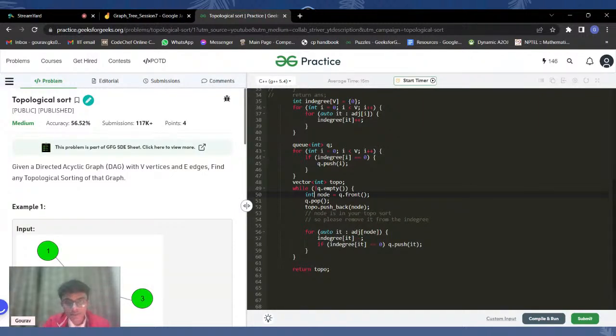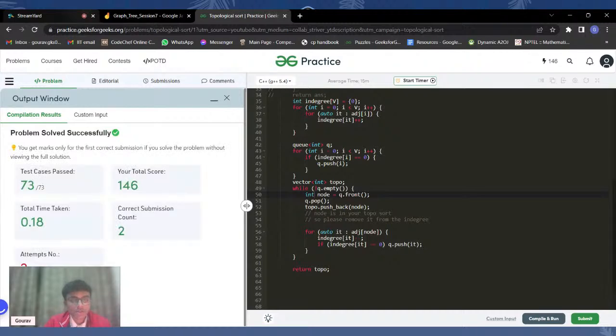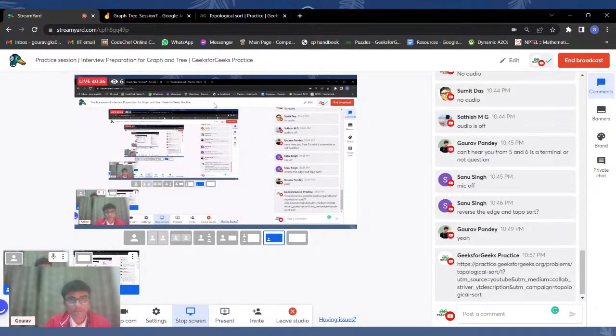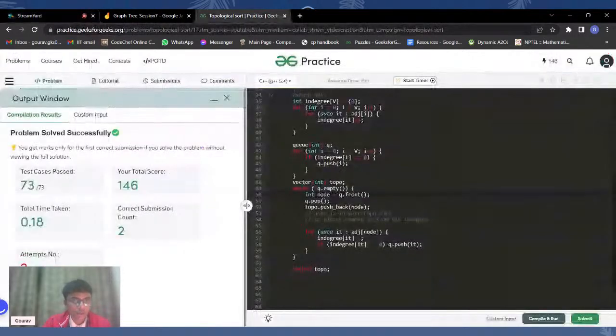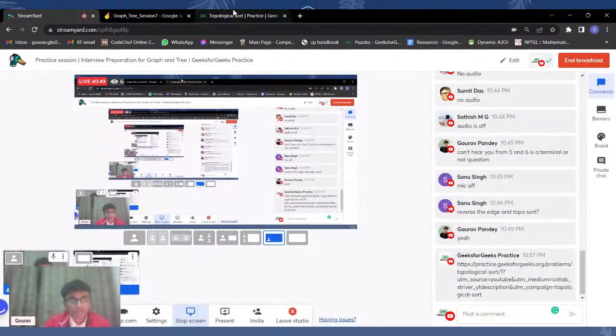So this was the concept for finding the topo sort of a given graph using Khan's algorithm or by BFS algorithm. As you can see that all the test cases are passing, so therefore this concept is correct. Actually I discussed this concept in my previous session. You can watch the recording there. But the time was over, so I did not code it. So this is the code related to it. I hope everyone got it.